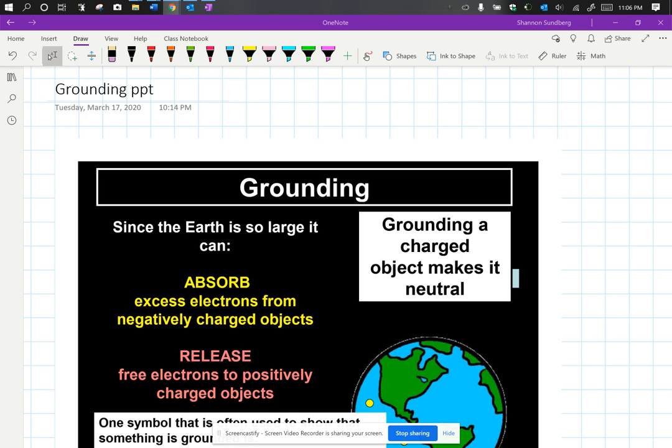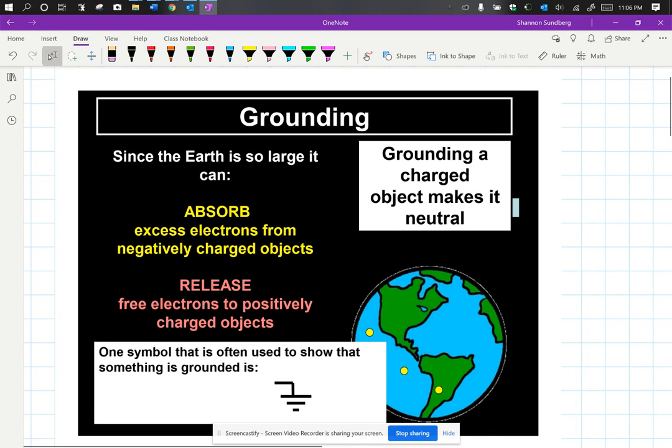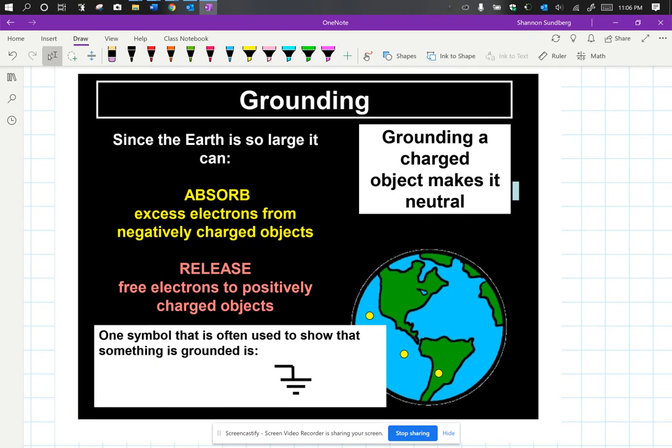I sent you this grounding PowerPoint. It's just a couple slides on grounding, which was the last thing that we were going to touch on before the exam. I talked about it briefly, but I wasn't able to get into it. This is just a summary slide as to what grounding is. The overall idea of grounding is to make things safer.